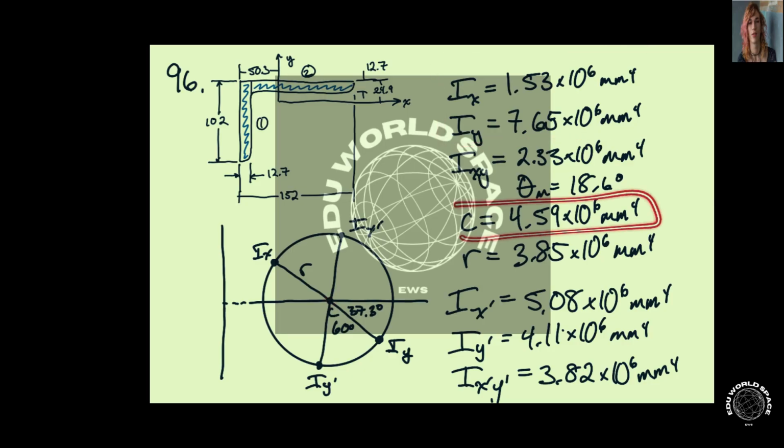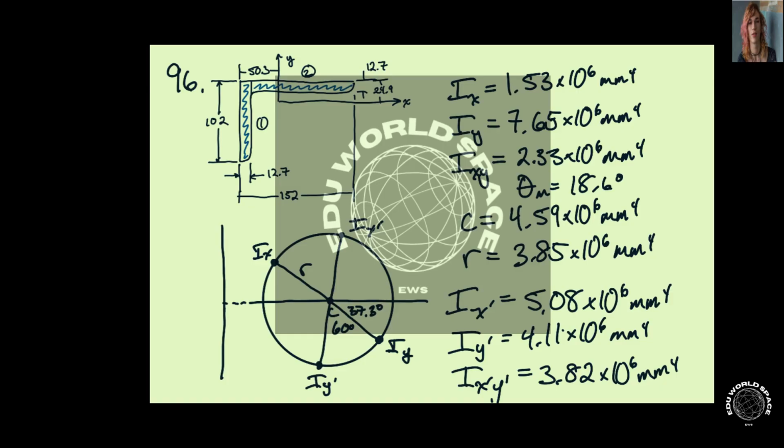So that's at 4.59 times 10 to the 6 millimeters to the fourth. Then once you know this point and we know this point, we can get the radius. And that's 3.85 times 10 to the 6 millimeters to the fourth.